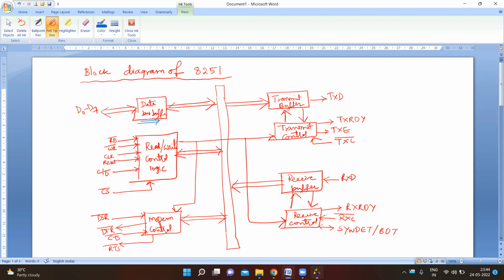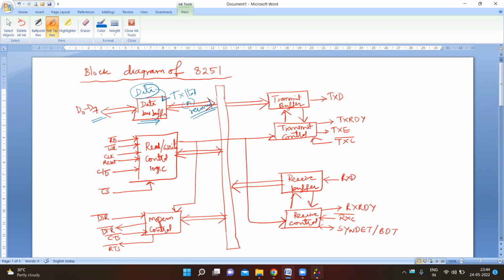This data bus buffer is 8-bit, D0 to D7, and it is used to temporarily store the data which is to be transmitted or received.